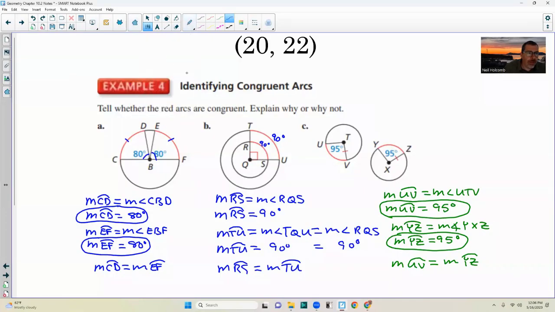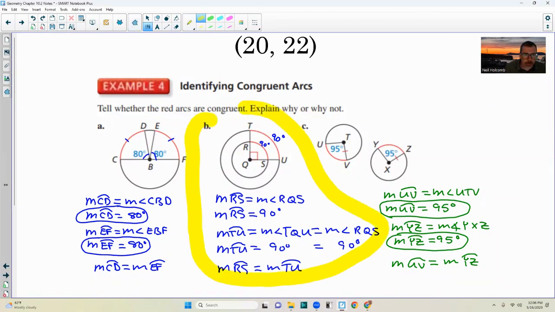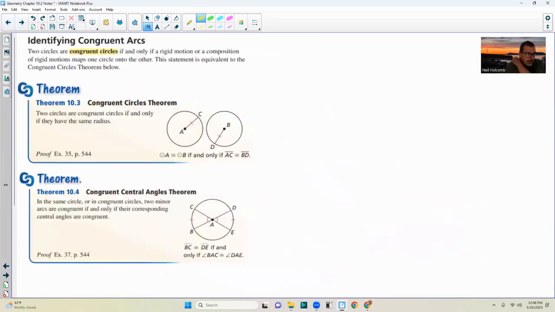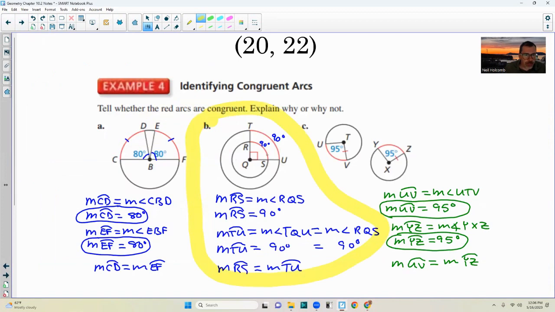Okay, let me say one thing about this though. Right here, B. If I go back here, we have this theorem, the congruent central angles theorem, in the same circle or in congruent circles. Well, these two circles are not congruent, and these two are the same circle because the radius was equal. But here we have two different circles. So the arc measures are equal, but the arcs are not congruent, if that makes sense.